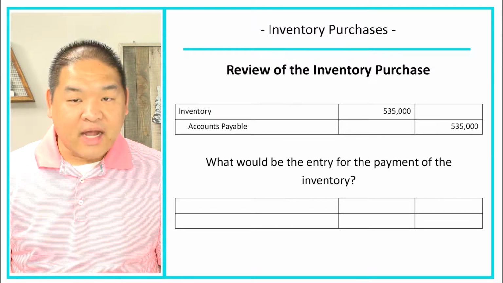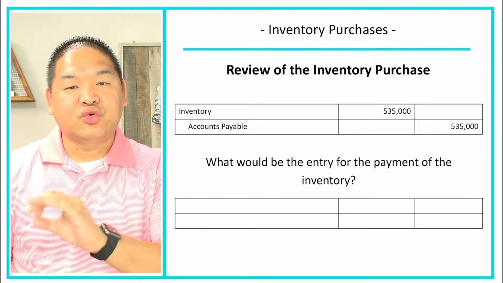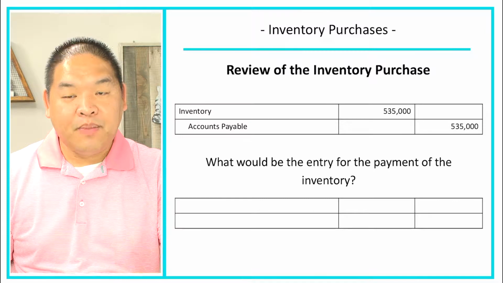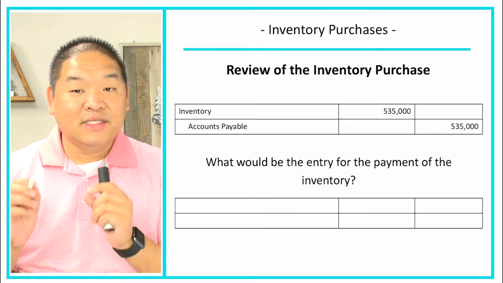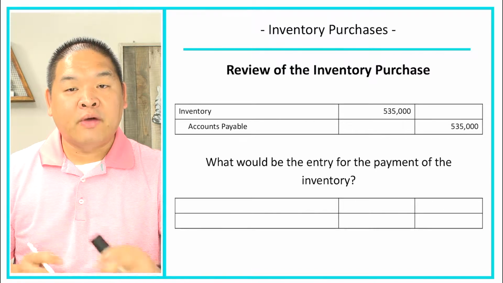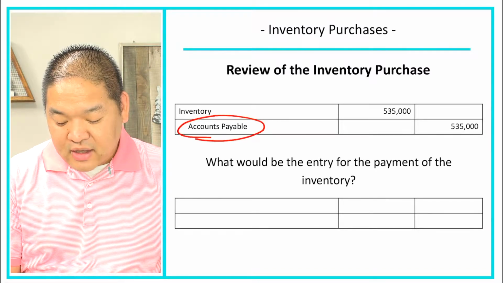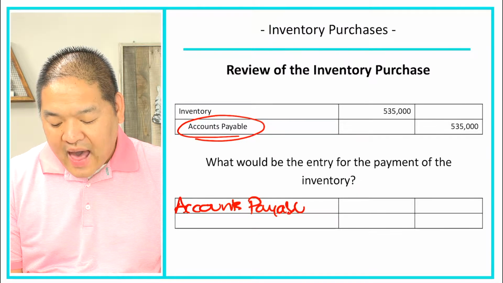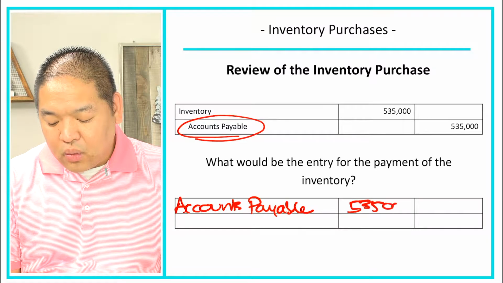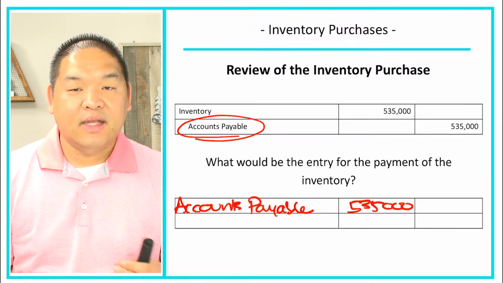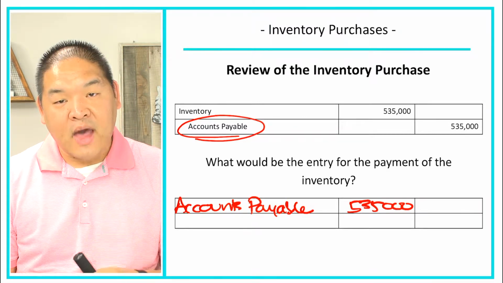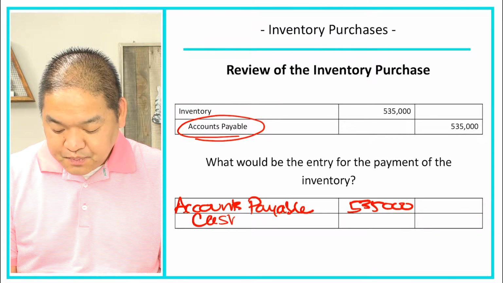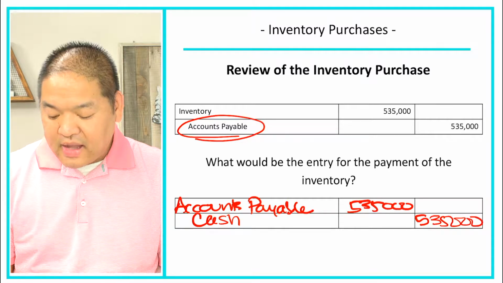Now, just as an extra exercise, what would the entry be later on when we pay our inventory off? When we pay our bills, well, we did credit accounts payable. If we pay it off, we reverse it. So we're going to reverse the accounts payable by debiting it. And how did we pay for it? There really is only one way to pay it, and that is through cash. So we are going to reduce our cash balance. A reduction in cash is a credit to cash, and that would be our entry.